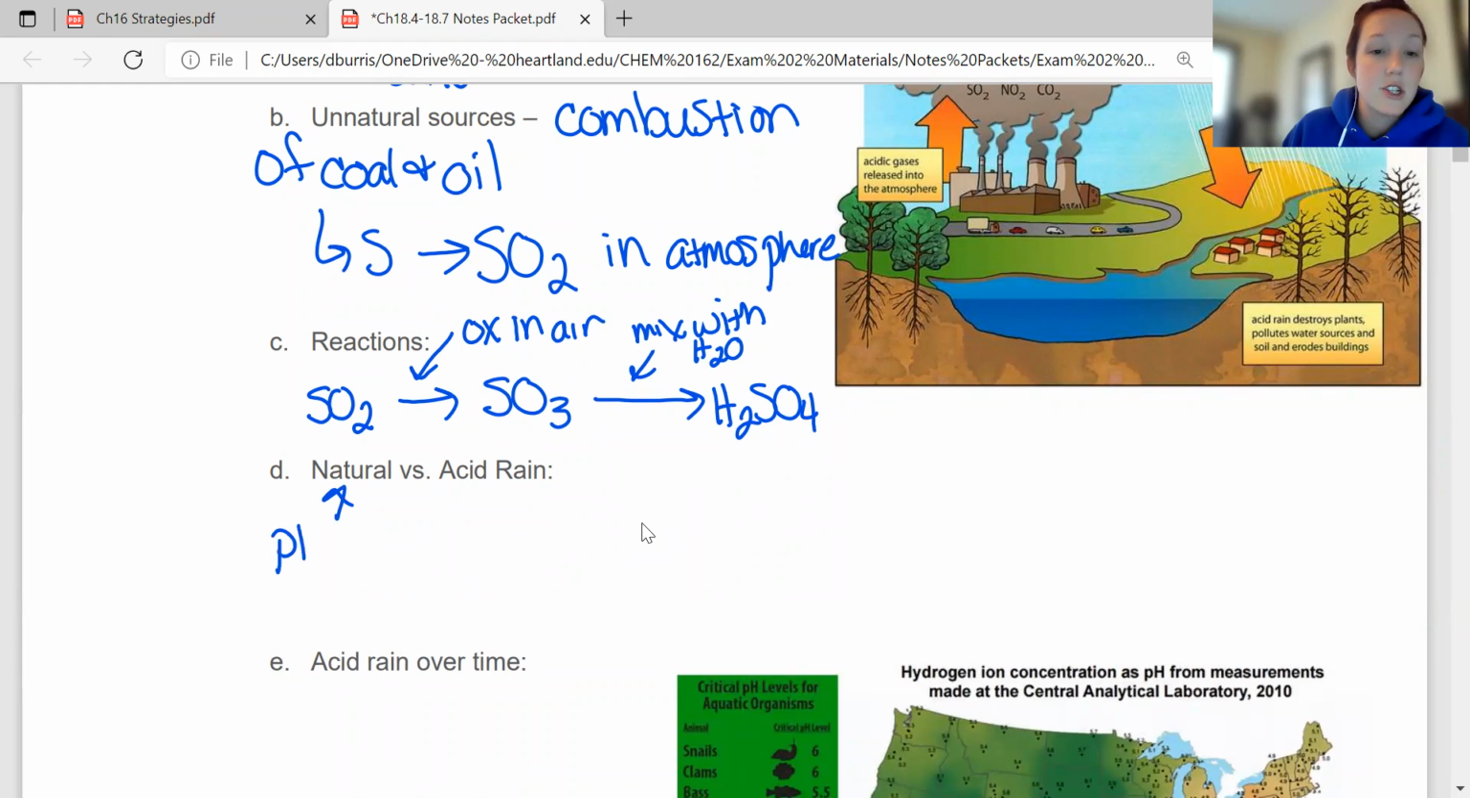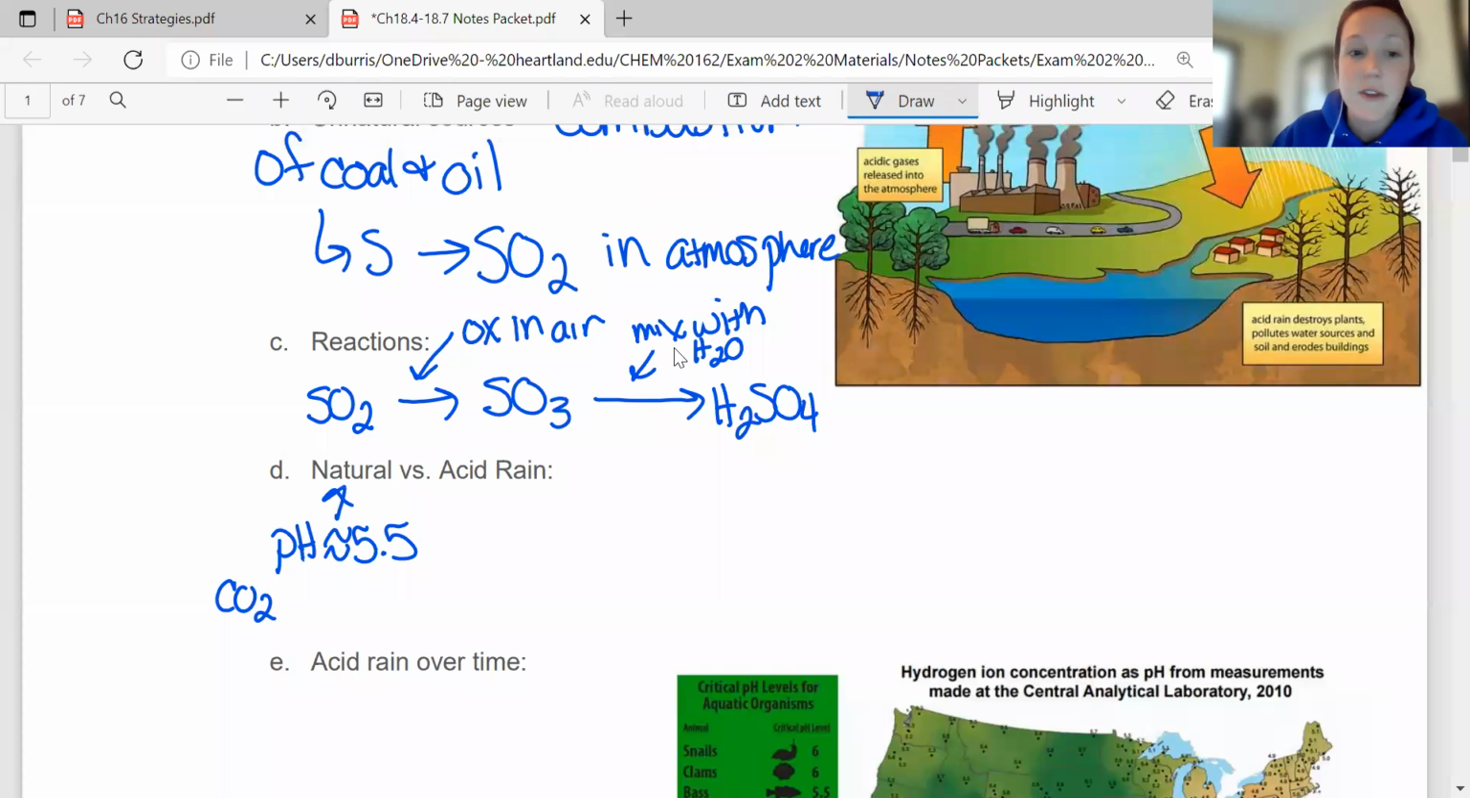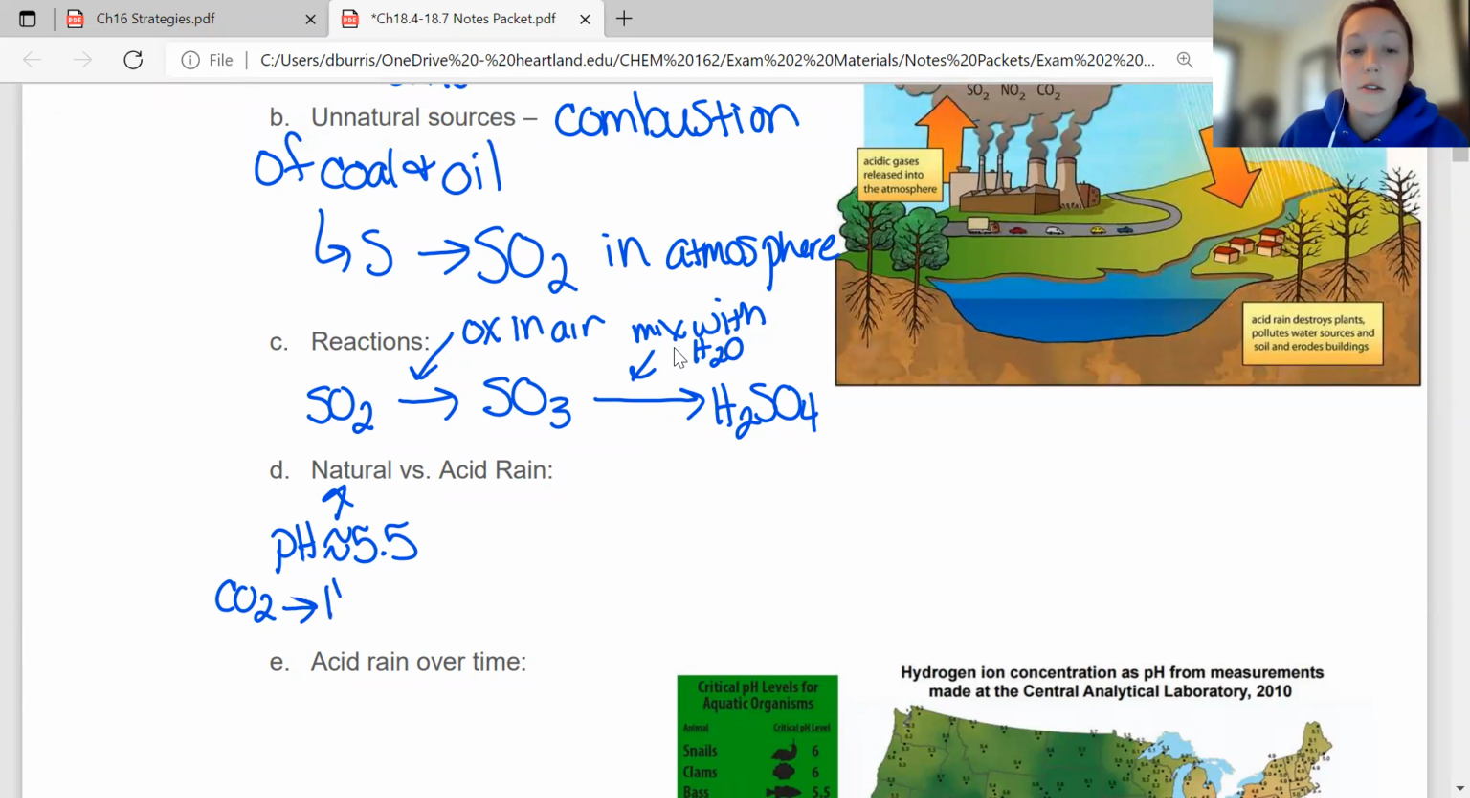Natural rain actually is a little bit acidic. Natural rain has a pH of about 5.5, and there's a reason for that. It's about 5.5 because it has carbonic acid in it, which comes from CO2. We know CO2 is a prevalent part of our atmosphere, and when CO2 is with water, it turns into carbonic acid. So naturally, because of the CO2 in the air, rain has a pH of about 5.5. Now, when we start introducing sulfuric acid, that shouldn't be there. However, acid rain has a pH of about 4.0 or lower.